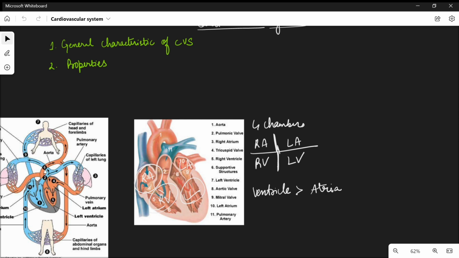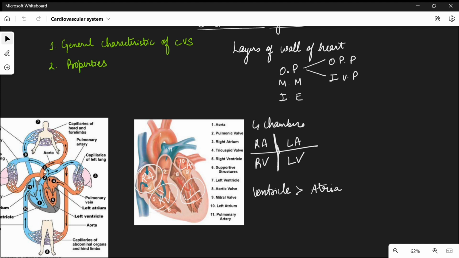So after this, let's move on to the layers of wall of heart. So heart is made up of three layers: outer pericardium, middle myocardium, and inner endocardium. This outer pericardium is also divided into two layers, that is outer parietal pericardium and inner visceral pericardium. We are not going deep into this. Just remember that the main purpose of the outer layer of every structure generally is to protect. So here also the outer parietal pericardium is to protect the heart basically.